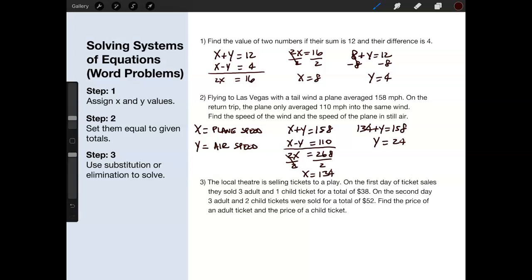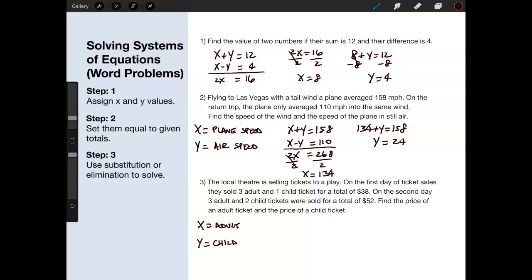Example number 3. The local theater is selling tickets to a play. On the first day of ticket sales, they sold 3 adult and 1 child ticket for a total of $38. On the second day, 3 adult and 2 child tickets were sold for a total of $52. Find the price of an adult ticket and the price of a child ticket. Let us set x equal to adult tickets and y equal to child tickets.